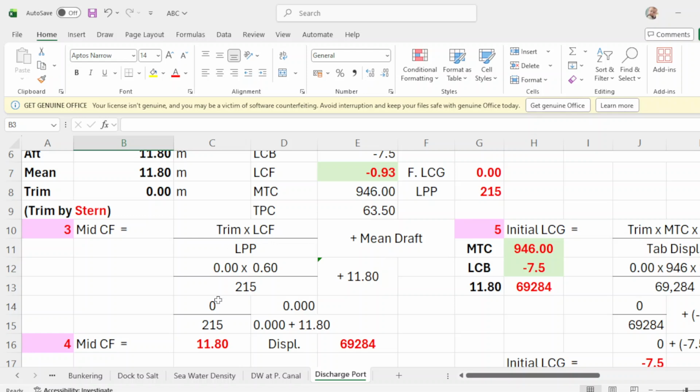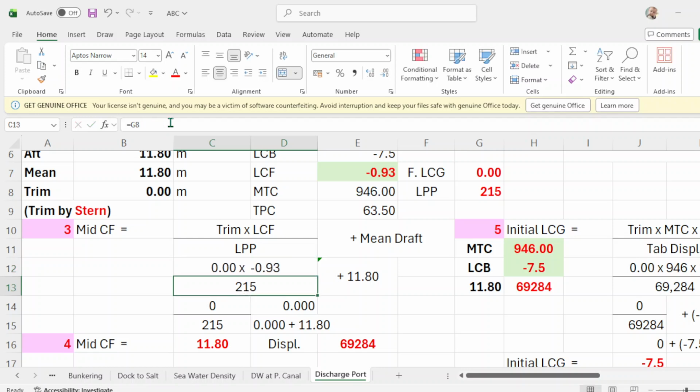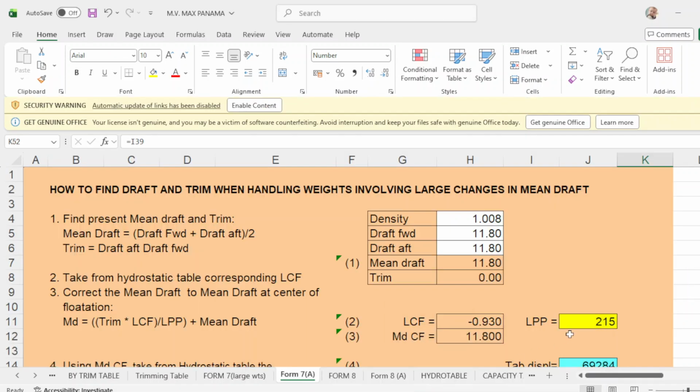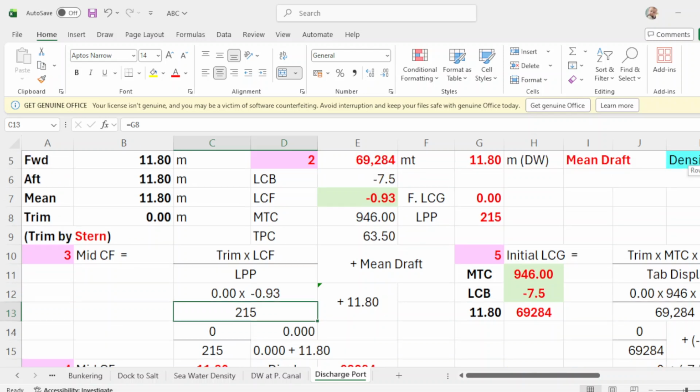So what is your trim? It is 0. LCF is negative 0.93. So negative 0.93 over your LPP, which is 215. I'll show you the LPP. LPP is 215, plus your mean drop. Mean drop is 11.80 because it is even keel.